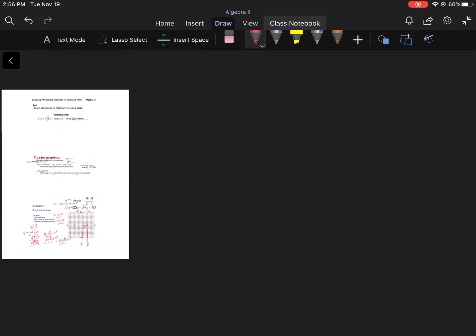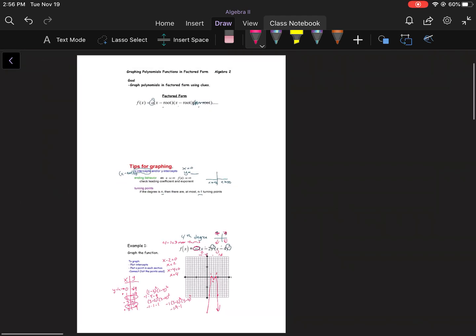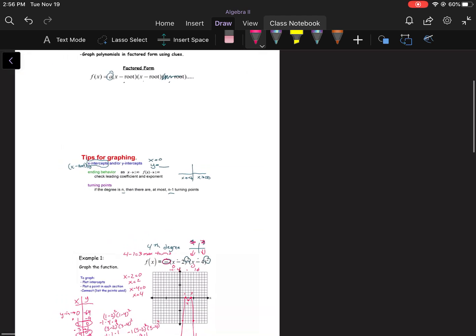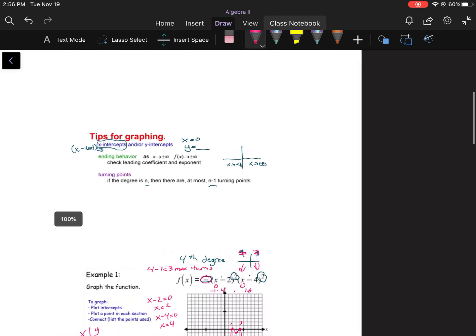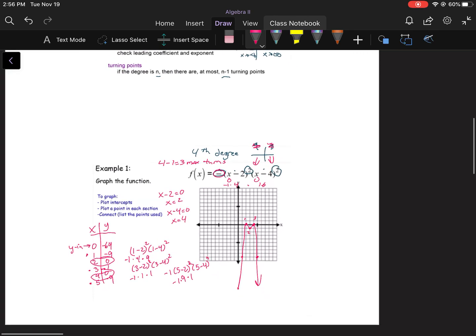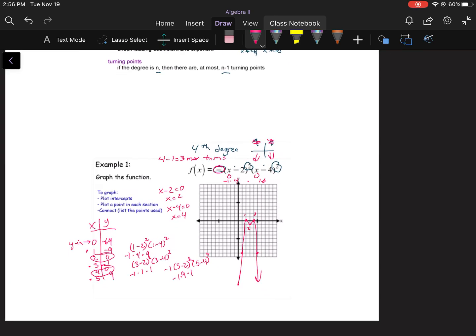Interesting. Okay, well, that kind of is the rest of my graphs. I knew I had more, but I guess I must have cut and pasted those pages to my notes. So if you want to check out some more notes, you go ahead and do that. But there's factored form.